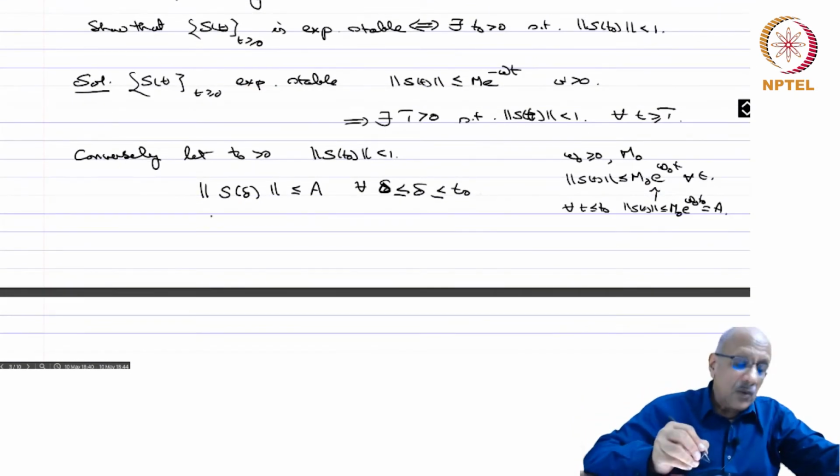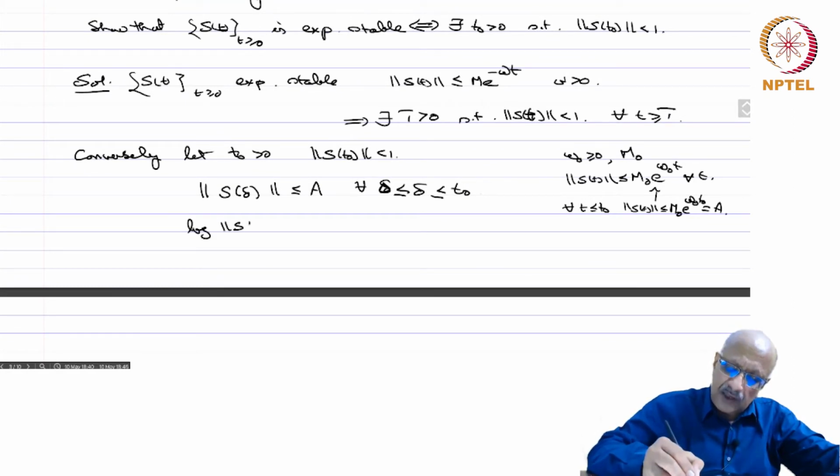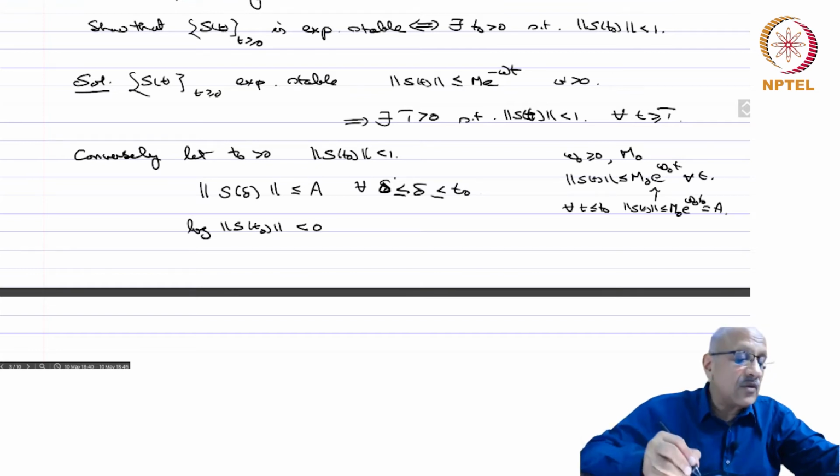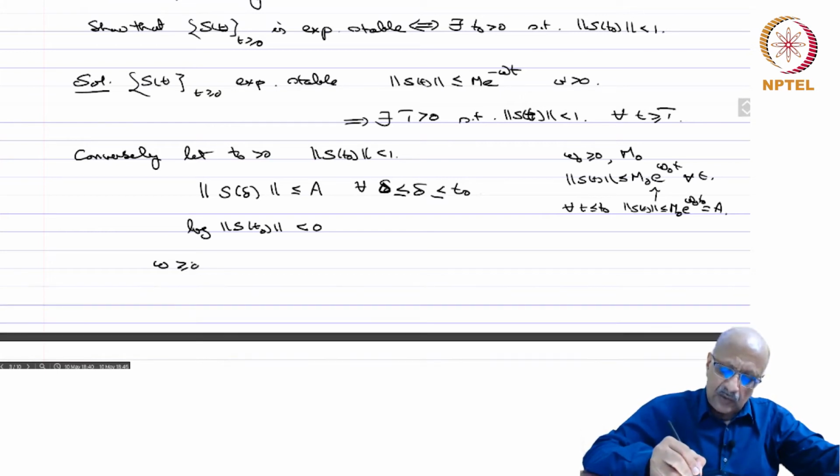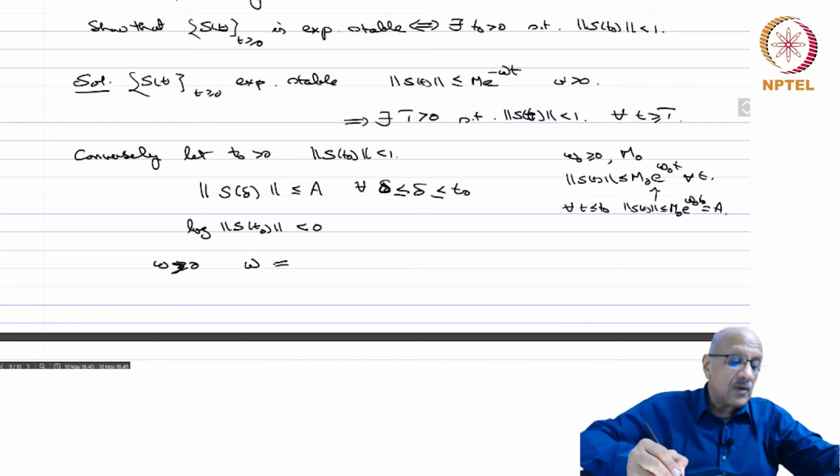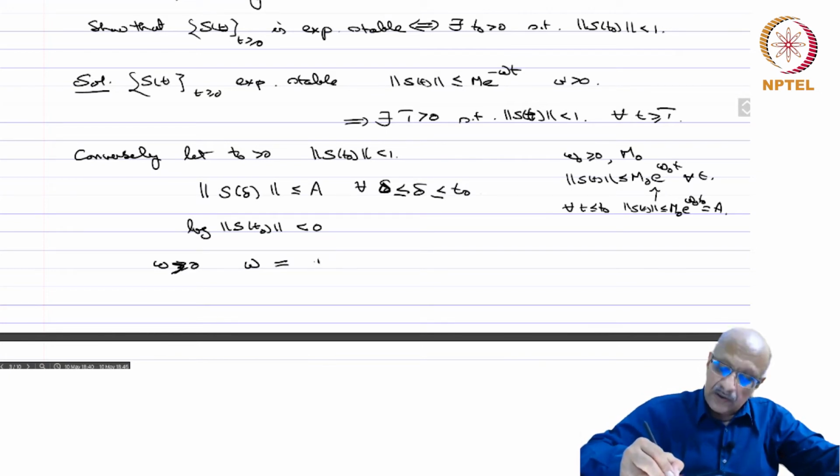So now you have that log norm of S(t naught) is negative because norm of S(t naught) is less than 1. Okay, so now you put omega, positive, sorry, omega greater than 0, equal to minus 1 by t naught times log norm S(t naught).